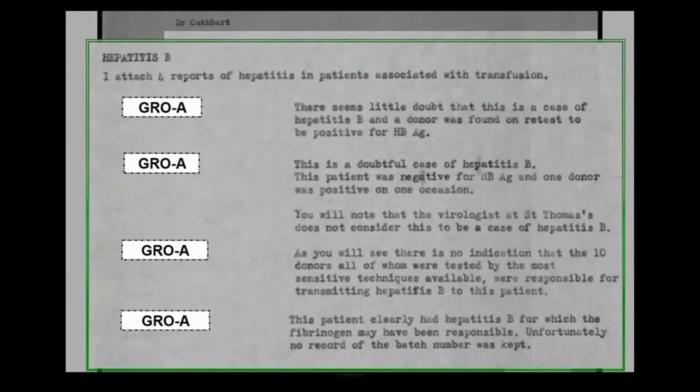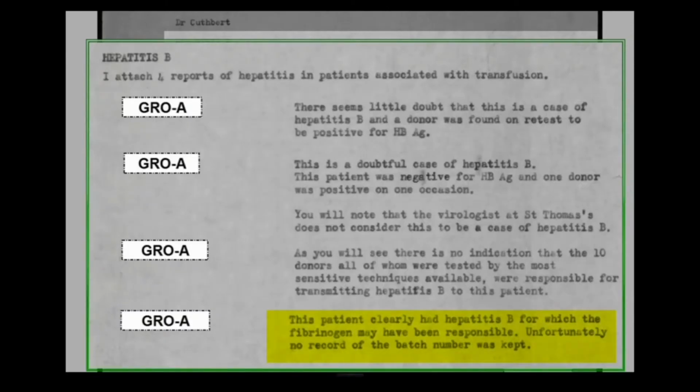In the first example, he notes there seems little doubt that this is a case of hepatitis B, and a donor was found on retest to be positive for hepatitis B antigen. So an example of a successful reverse look back. Then we have the 4th case. This patient clearly had hepatitis B, for which the fibrinogen may have been responsible. Unfortunately, no record of the batch number was kept.